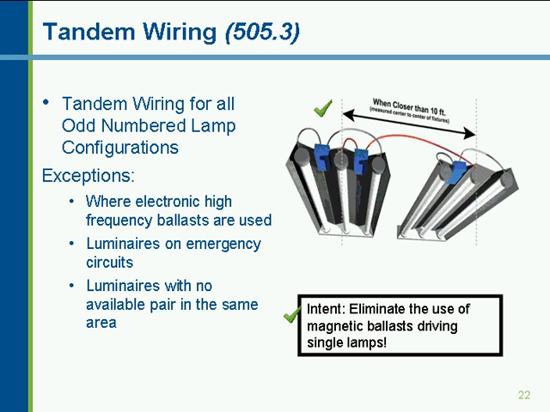That's the basis of the requirement, and the exceptions, of course, speak to that, in other words, telling you what would work in order for you not to have to tandem wire, which are going to be common applications. Where you have high-frequency electronic ballasts, you don't have to deal with this requirement. If you have luminaires that are on an emergency circuit, again, those are exempted. And if you don't have an available pair, those are exempted.